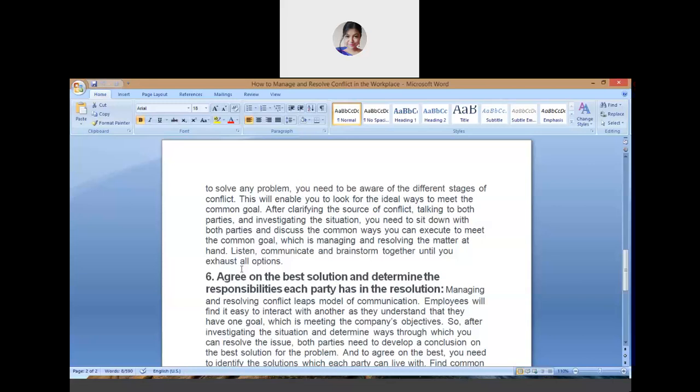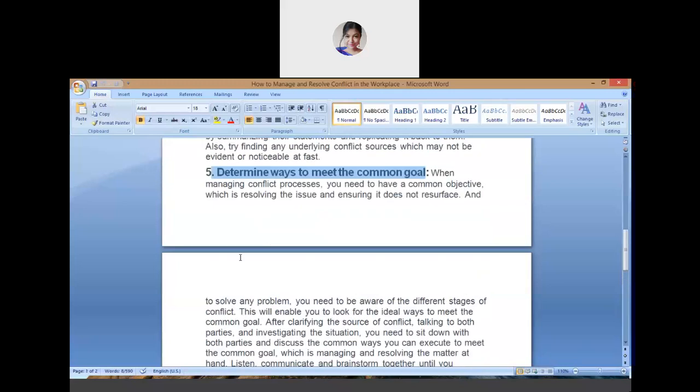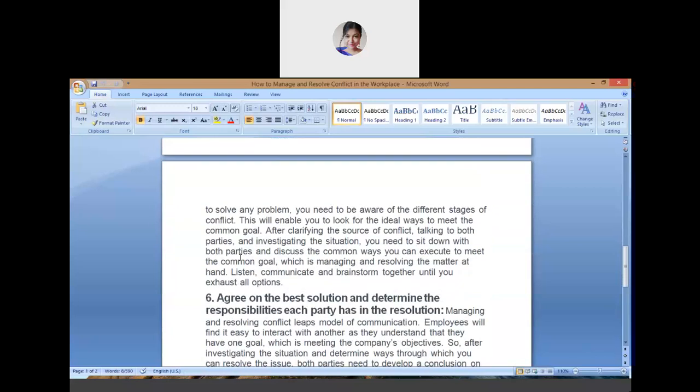You have to just try to come to a common point. You have to try to meet the common goal, and that's how you will be able to solve the problem.